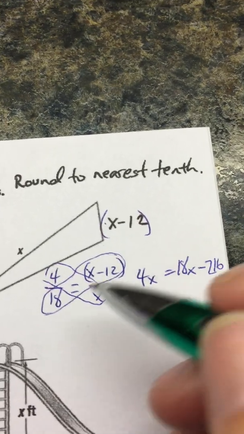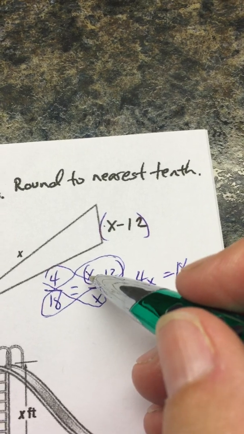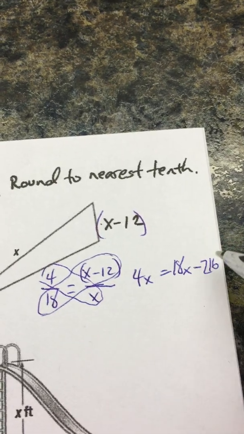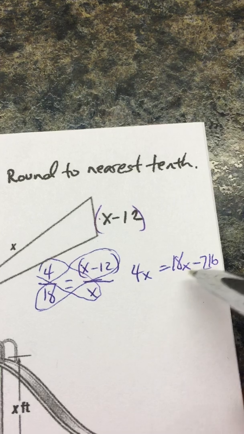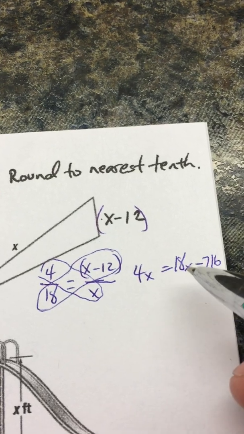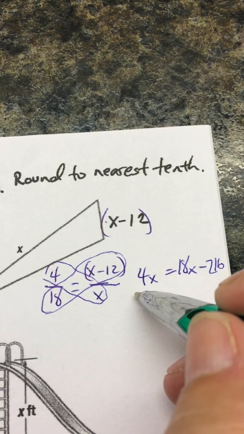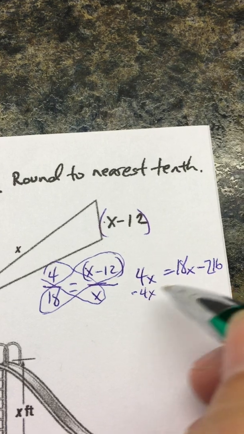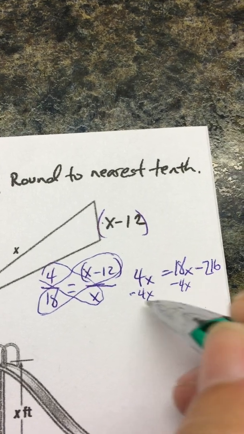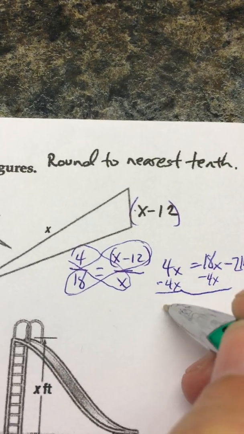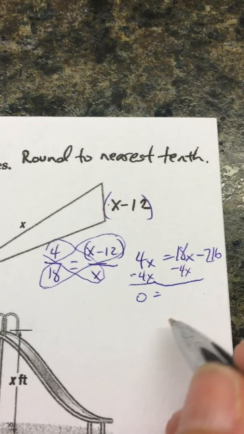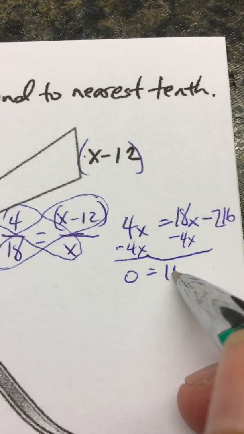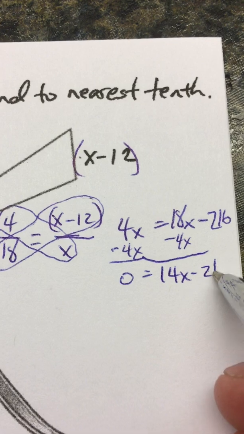There you go. So all I did was distribute 18 times the x and 18 times the negative 12. So there's that side over there. And then to get x on one side by itself, you could go either way you want to. I'm just going to move the negative 4x to the left, so minus 4x. So that gives me 0 is equal to 14x minus 216.